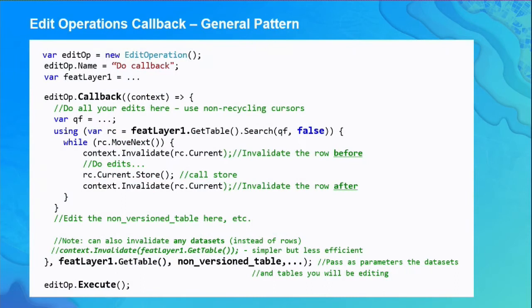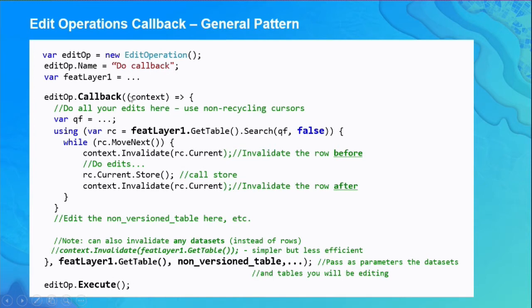So it kind of looks like this. There's a lot going on here, so let's just take a little bit of time to step through it. I set up the operation. That's no different. Give it a name, acquire my feature layer, whatever I need to do. Here I'm specifying the callback. I'm not executing it. I'm just declaring it. I pass in as the parameters the table for the feature layer I want edited. And then in this case, I've got a non-versioned table that I want to combine in there. Okay?